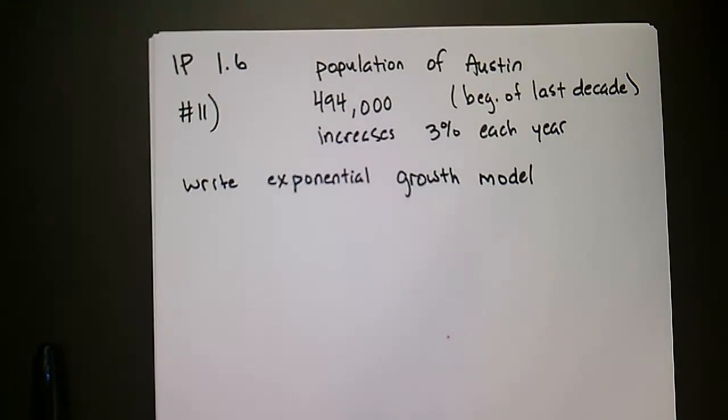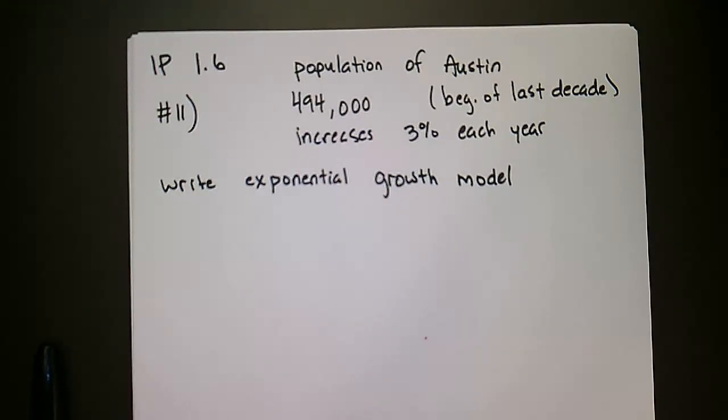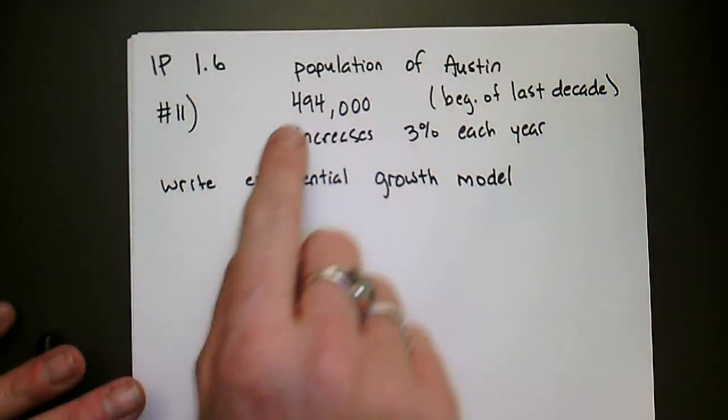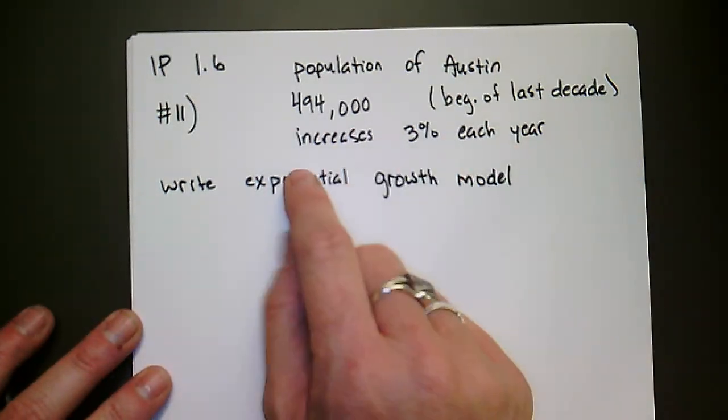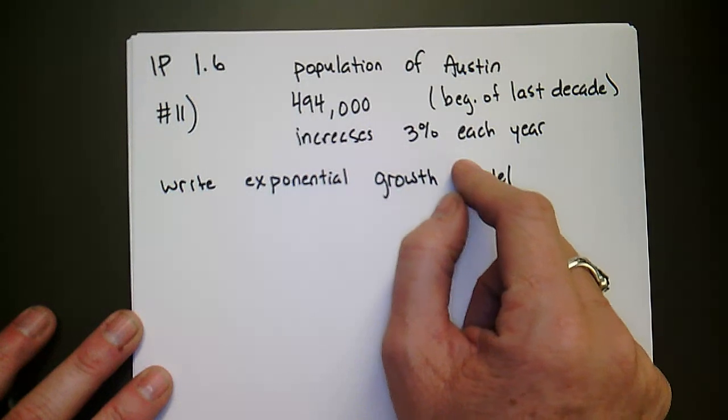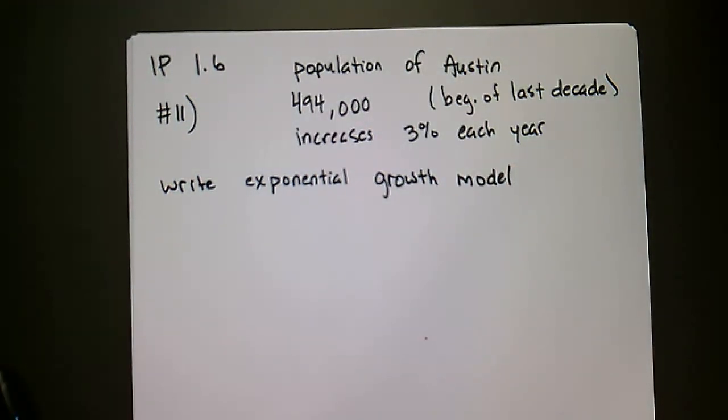All right, we are looking at IP16. This is one of our exponential growth or decay model questions. We're told that the population of Austin is about 494,000. That was the beginning of last decade. And then we're told that it increases 3% each year. They want us to write an exponential growth model.